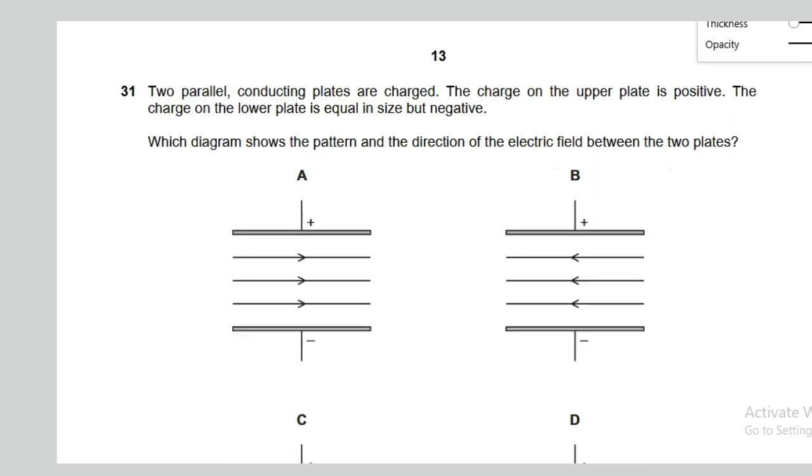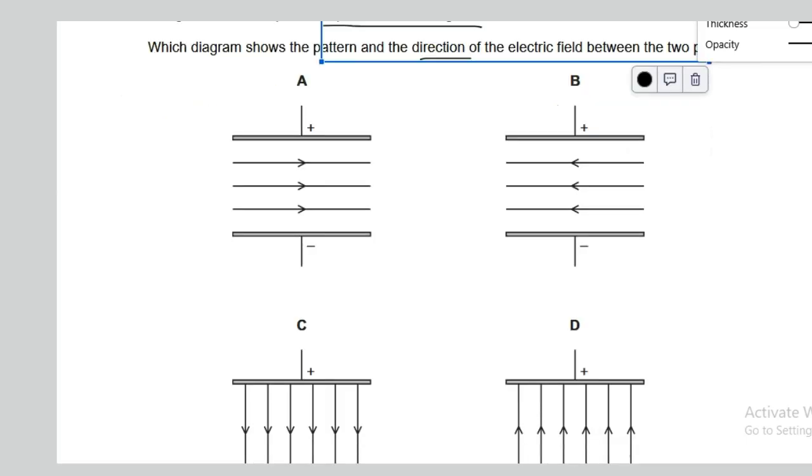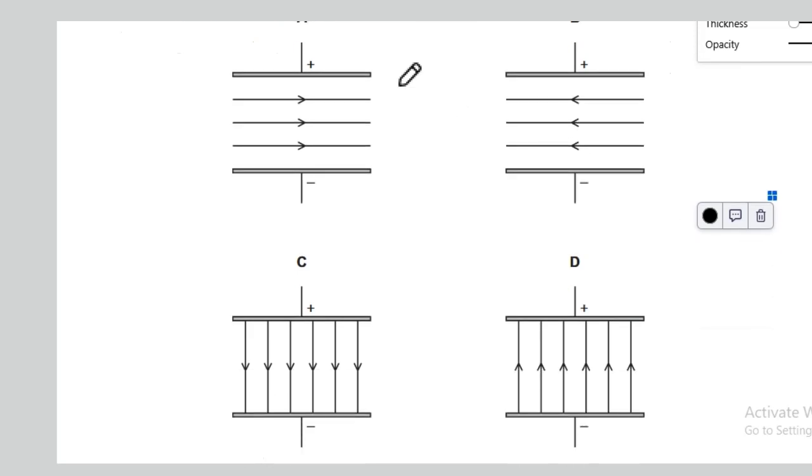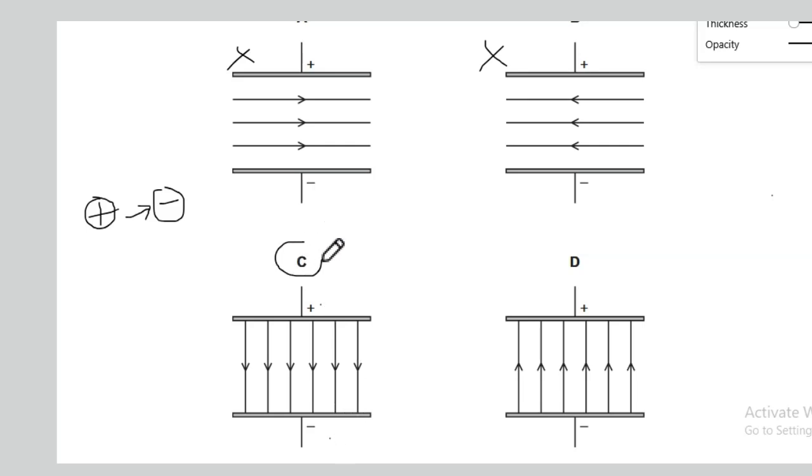Question 31. Two parallel conducting plates are charged. The charge on the upper plate is positive. The charge on the lower plate is equal in size but negative. Which diagram shows the pattern and the direction of the electric field between the two plates? So the direction of the electric field always goes from the positive charge to the negative charge. So option A and B are not correct, and between option C and D, only in C the direction of the electric field is from the positive terminal to the negative terminal. So option C is the correct answer.